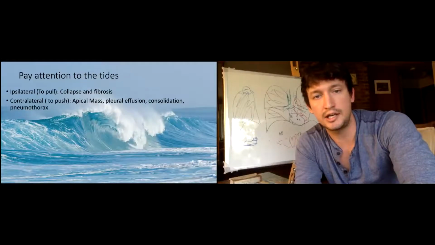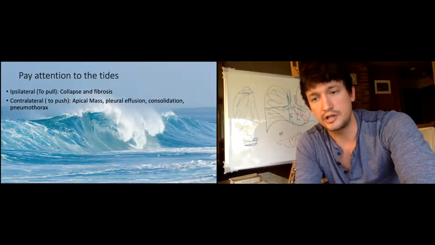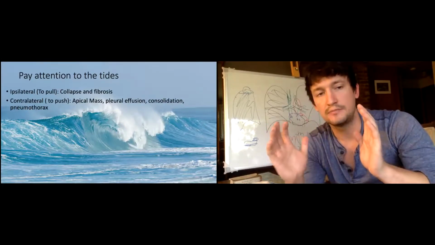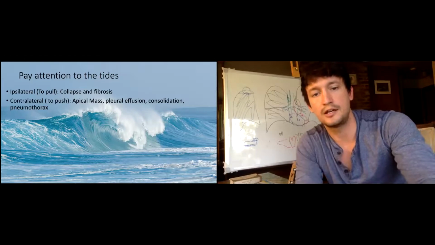And then another basic thing that's pretty important when you're reading these radiographs is to look at your airways, your heart, your fissures, and the diaphragm, and see where things are pushing and where things are pulling. Masses, pleural effusions, consolidations, and pneumothoraces are going to push structures away, and atelectasis and fibrosis are going to pull things in. Next slide.